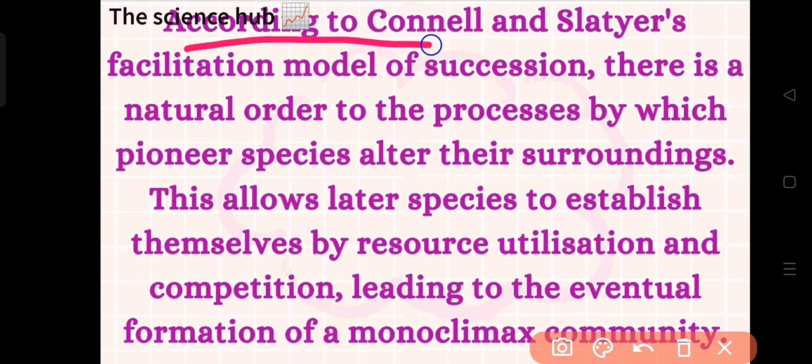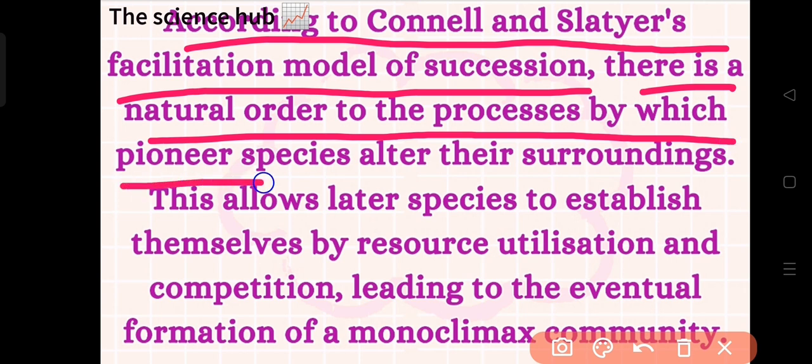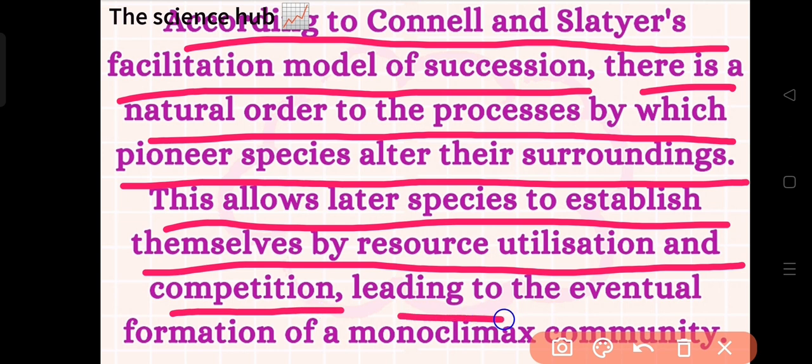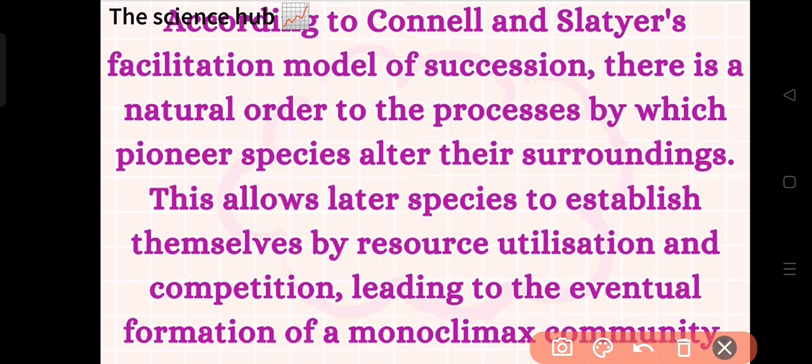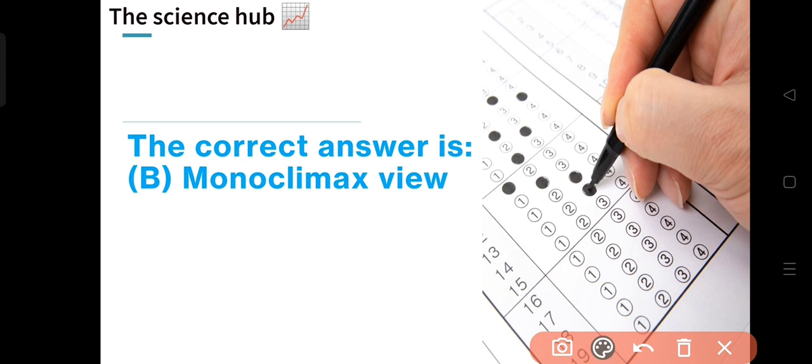According to Connell and Slatyer's facilitation model of succession, there is a natural order to the processes by which the pioneer species alter their surroundings. This allows later species to establish themselves by resource utilization and competition, leading to the eventual formation of a monoclimax community. So from this explanation we got to know that our correct answer is option B, that is monoclimax view. Now moving on to the next question.